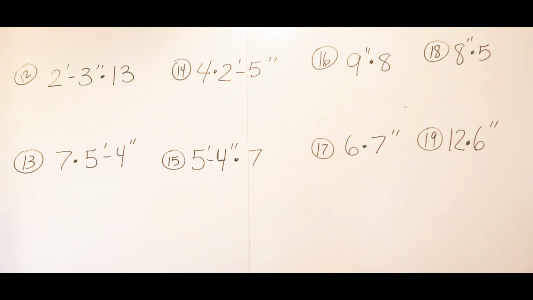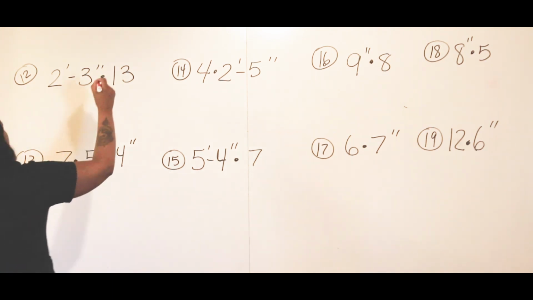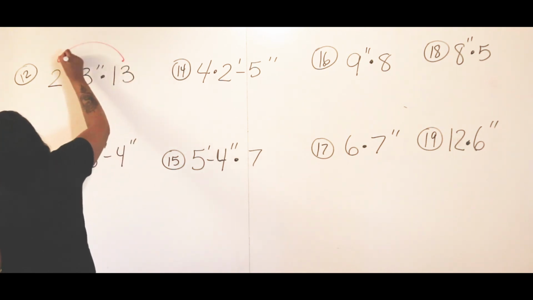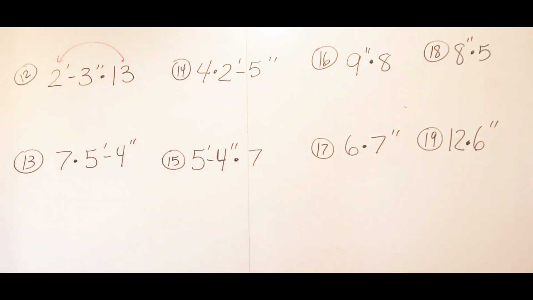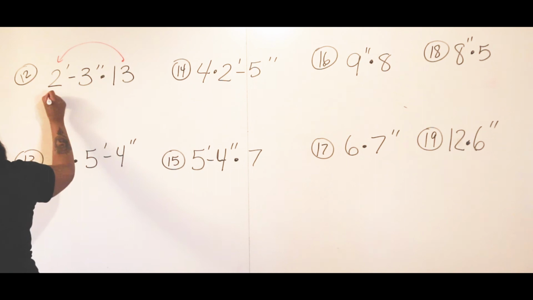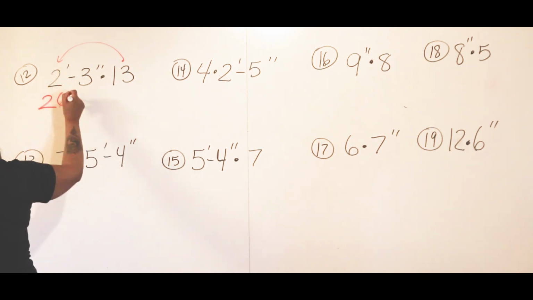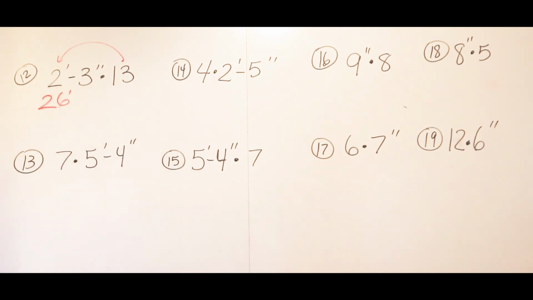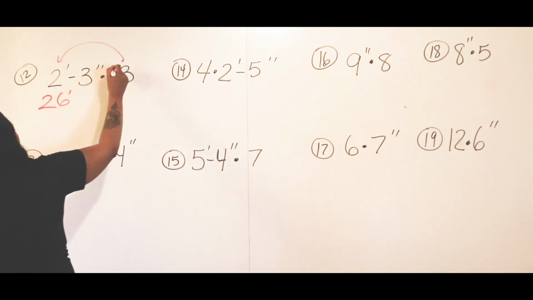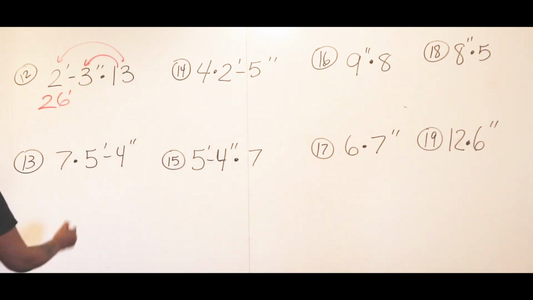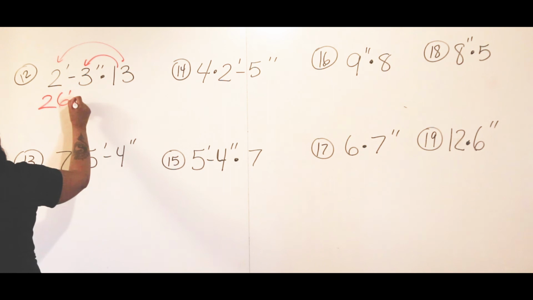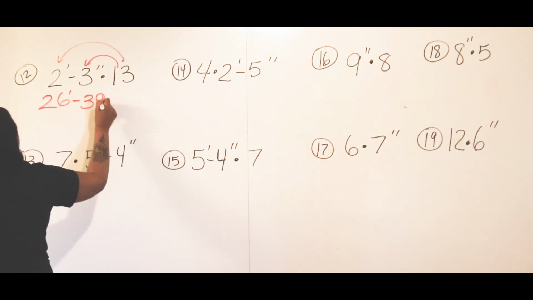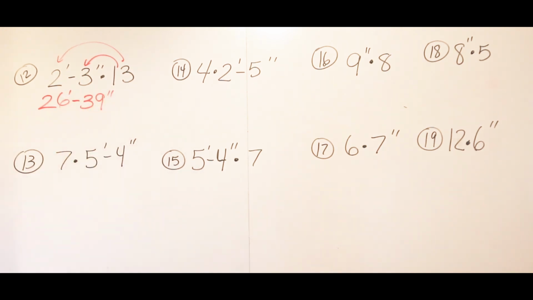All you got to do is treat this like a multiplication problem. So, we're going to take that whole number and multiply it by the whole number of feet. 2 times 13 is? 26. 26 what? 26 feet. And then 13 times 3 is? 39 inches. 26 feet, 39 inches. Just like that.